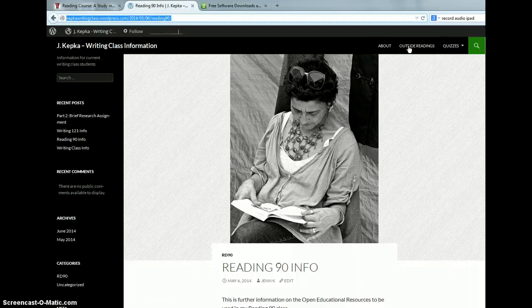So there are readings under outside readings, and all of their quizzes for Reading 90 can also be accessed through the quizzes link. It says quizzes, but they're actually reading guides. They're discussion questions that I ask them to do either before or after they've completed the readings from the text. So they can take these home and use them to help figure out where they should be focusing on the reading, and then they provide a basis for our discussions in class.